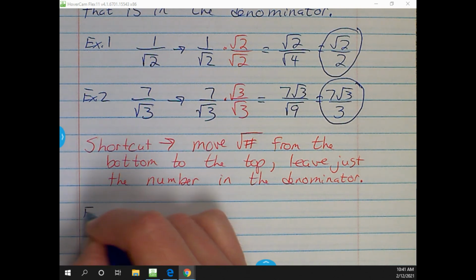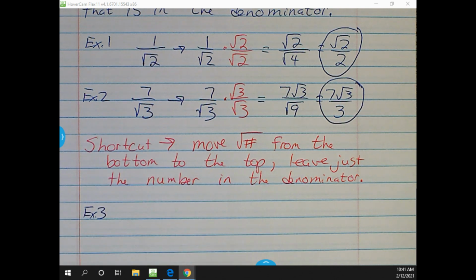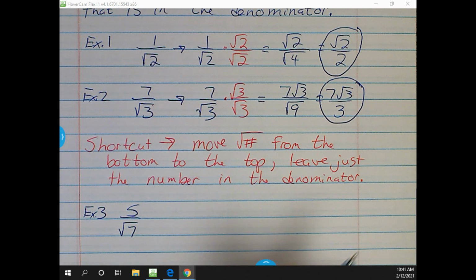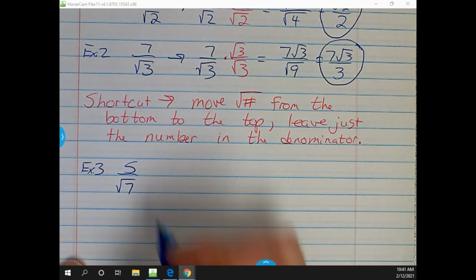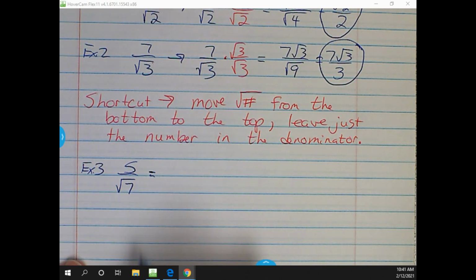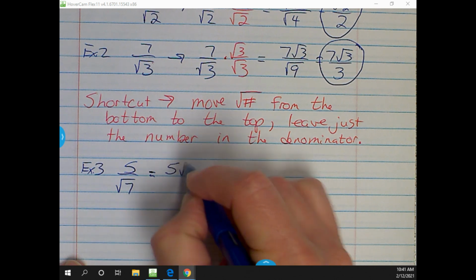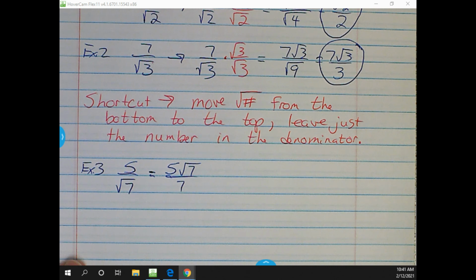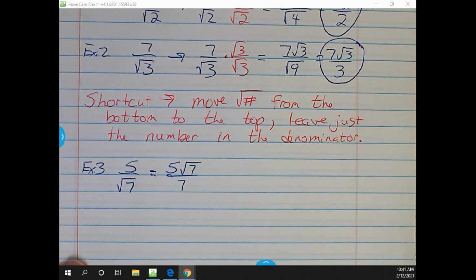So if we want to throw a shortcut at you, let's say you have 5 over the square root of 7. The shortcut says we take the square root of 7 and move it from the bottom to the top. On the bottom, you leave just the 7. And people go, yeah, I like that a lot better.